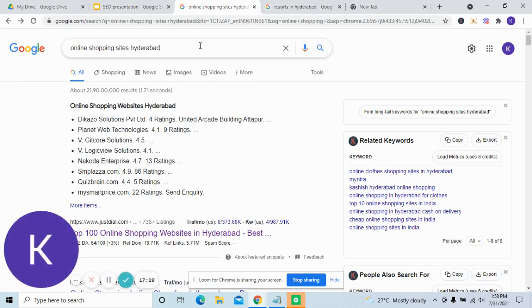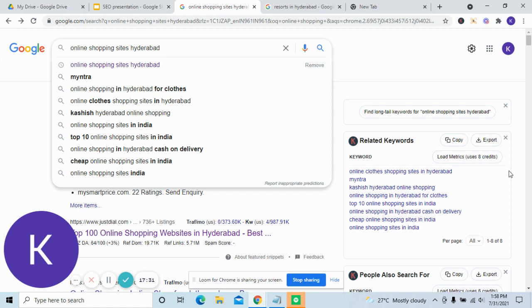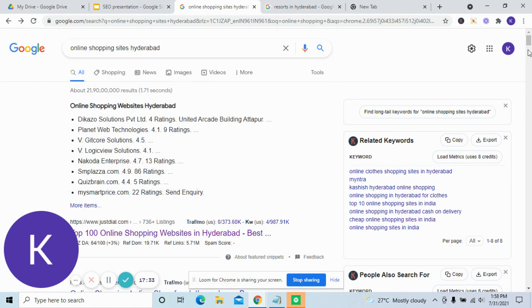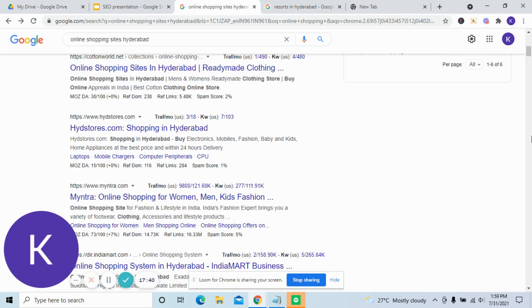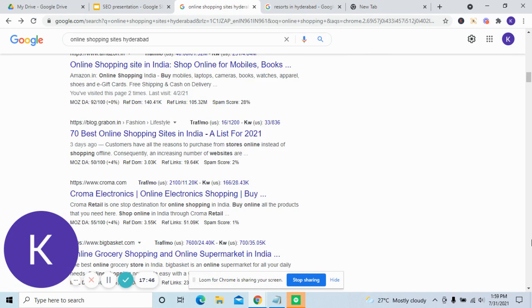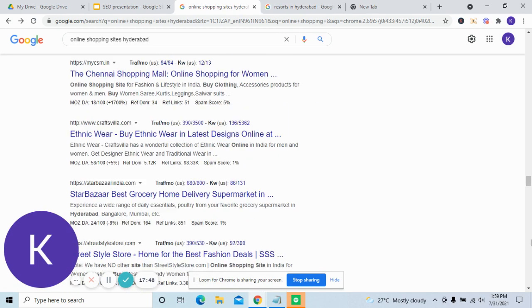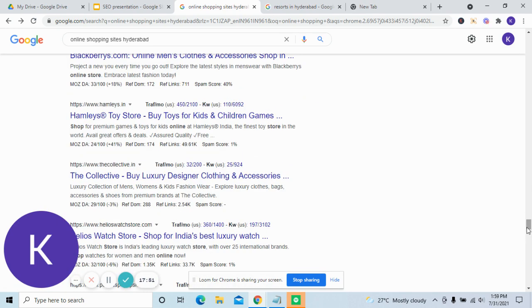So if we check for online shopping sites in Hyderabad, usually people search for Just Dial online shopping, shoppers.com Hyderabad, hydstores.com, Myntra.com. But we never go till the end to look for the sites, isn't it?